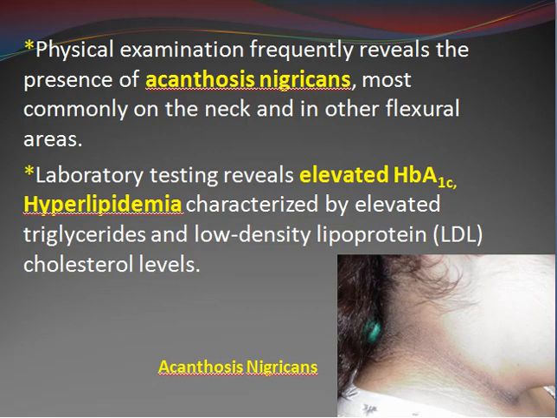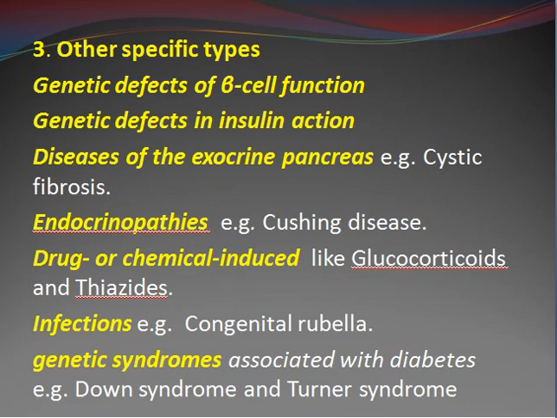Lab tests reveal elevated hemoglobin A1C level, and hyperlipidemia characterized by elevated triglyceride and low-density lipoprotein cholesterol level. Third, we have other specific types, like genetic defect of beta cell function, genetic defect in insulin action, disease of exocrine pancreas, for example cystic fibrosis, endocrinopathy, for example Cushing disease, drug or chemical-induced hyperglycemia, like steroid and thiazide, infection, for example congenital rubella, and lastly, genetic diseases associated with diabetes, for example Down syndrome and Turner syndrome.